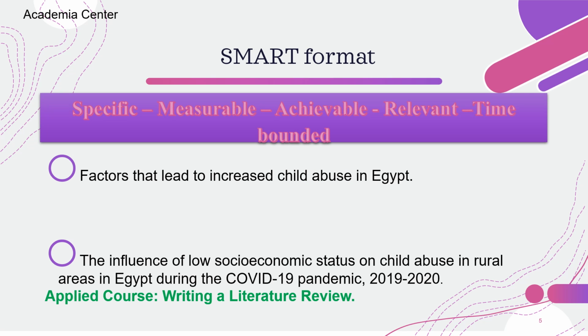We have also the SMART format. In the SMART format, the title should be specific, measurable, achievable, relevant, and time-bounded. Nearly the same principle as the PICO. Like here, this is a title: Factors that lead to increased child abuse in Egypt. In this title, it's not specific. We have factors, we have many factors, and we don't know how to measure these factors. I don't know if these factors are measurable or not. Some factors we cannot measure.